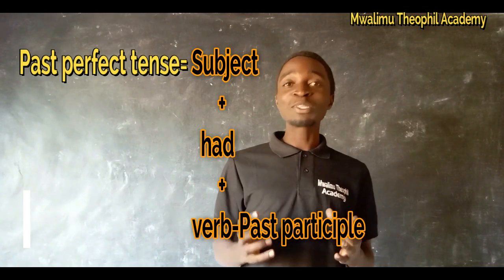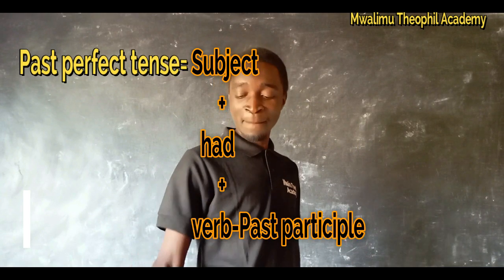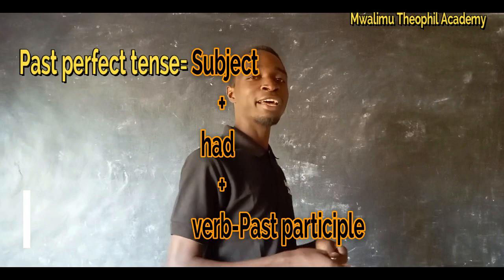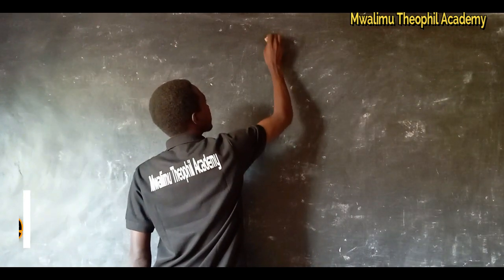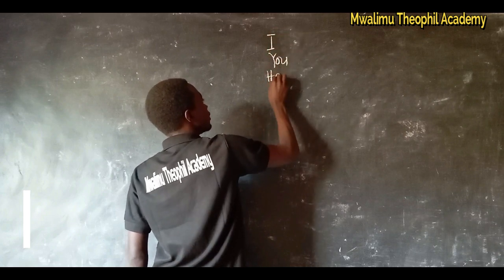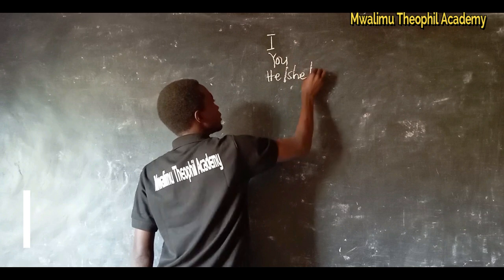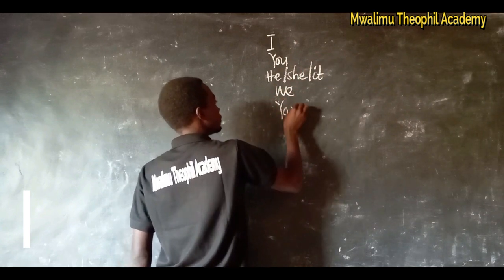Now, without wasting time, let us see the way we may construct various sentences by using various nouns and pronouns. Let us start with the pronouns. We have personal pronouns like I, you, he, she, it. We have we, you, they.